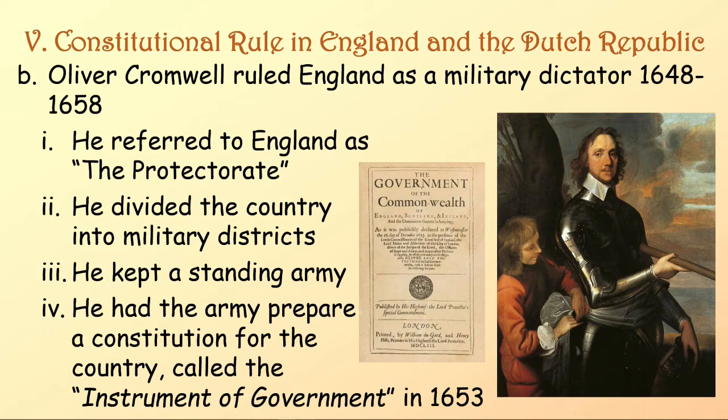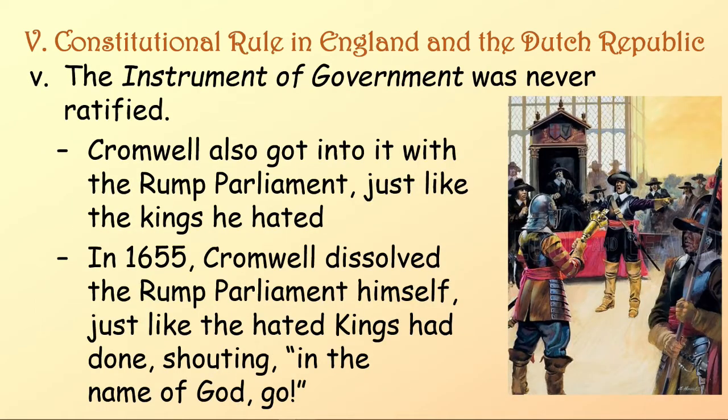Oliver Cromwell ruled England as a military dictator from 1648 to 1658. And he referred to England as, quote, the protectorate. He didn't want to be a king. He divided the country into military districts. He kept a standing army. And he had the army prepare a constitution for the country called the Instrument of Government in 1653. The Instrument of Government was never actually ratified.